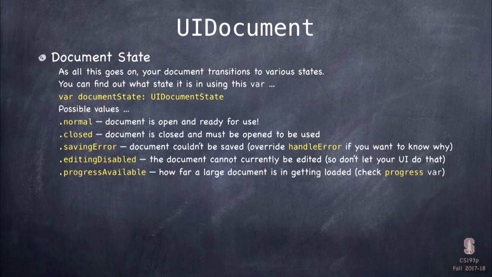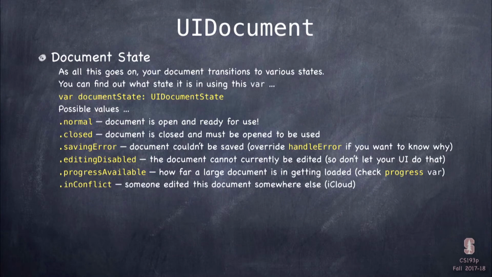Then there's the progress available state. That means you did open on a document and the document is huge and it's downloading it from iCloud or something. And this will tell you that progress, via the progress var in UIDocument, will tell you how far along it is. And it'll stay in this state until it's fully downloaded. Then it'll move to open, or normal rather.